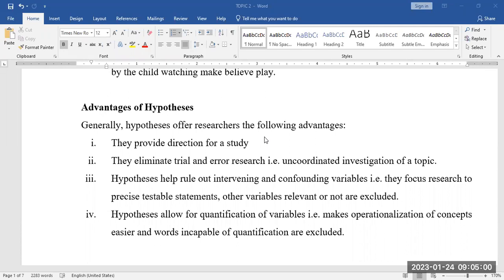For example, in communication, we have psychological noise, physical noise, and semantic noise, among many others. So you might say, I'm going to sit in a place where I will not hear any physical noise. Of course, you have minimized the effect of noise. You say, I'm going to be very articulate with words and avoid semantic noise, that is, noise that comes from the way we pronounce and say things. And then you are ready to learn. As you are ready to learn, other noises come in, like psychological noise. That's why we are saying noise is an intervening variable, because you can minimize its effect, but you cannot do away with noise completely. The next point is hypotheses allow for quantification of variables. That is, they make operationalization of concepts easier, and words incapable of quantification are excluded.